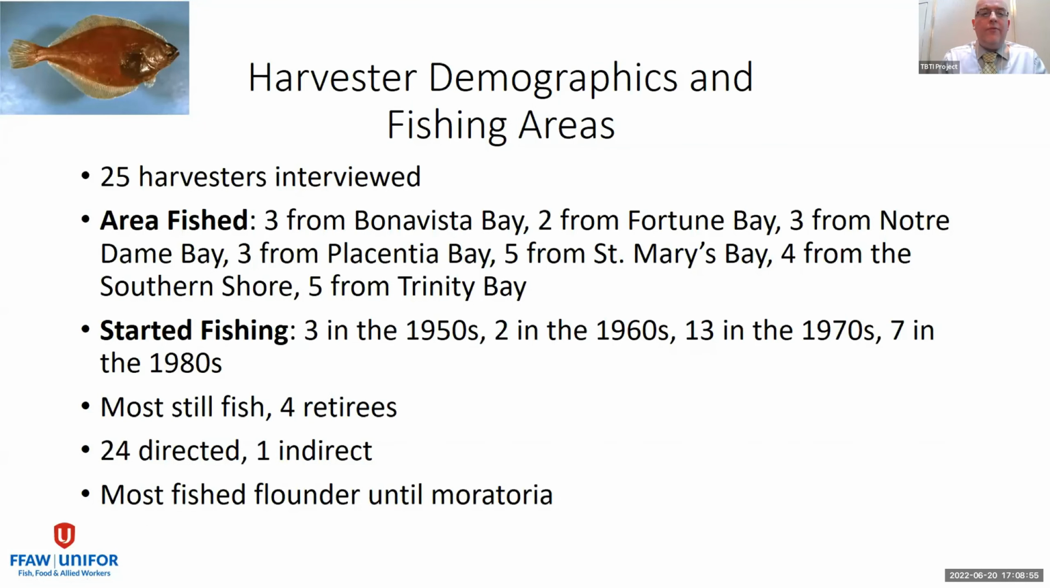So just some demographics. What's interesting here is that three started in the 1950s, and actually one is still fishing today. So even though four of the 25 are retired, there's one man in his 70s who still fishes, who started in the 1950s, which is quite a while ago. 24 directed for flounder specifically. And we did include the one indirect as well, because even though it was indirect, on an average year, this person was getting 10 to 15% of both catch and income just on American plaice alone. So that's fairly significant.